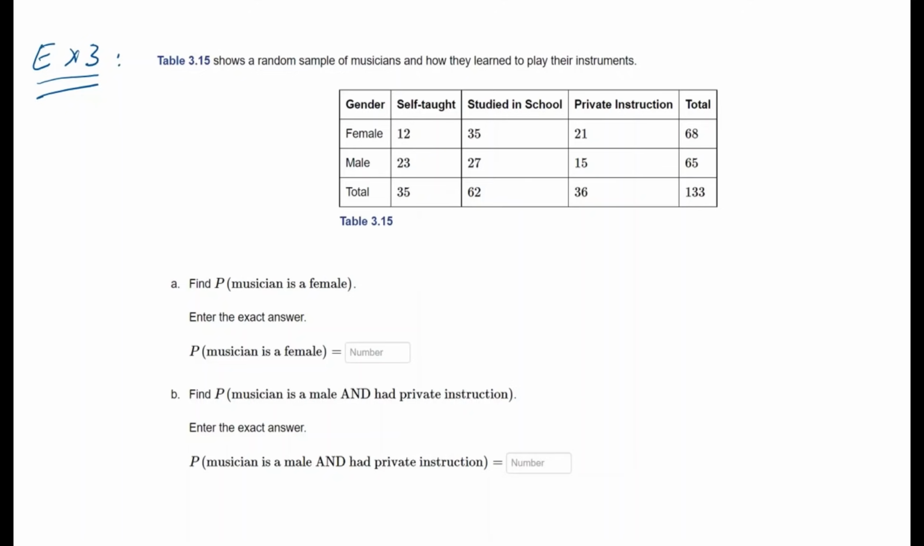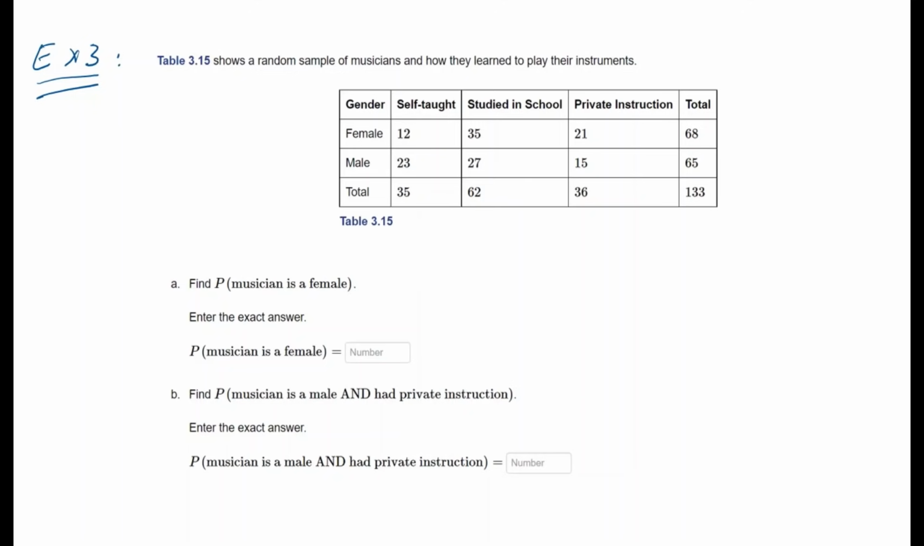And in the second column, the data is about males and females who learned music by themselves. In the third column, we have the numbers of males and females who studied in a school. In the fourth column, we have those people who learned music through private tuition. And the last column represents the totals of females, the totals of males, and the total of both males and females. Similarly, we can read this table row-wise.